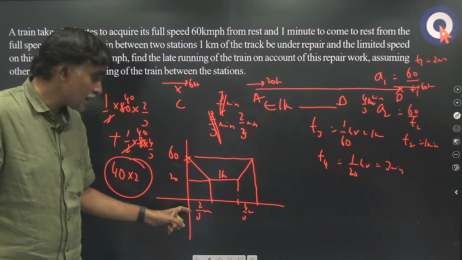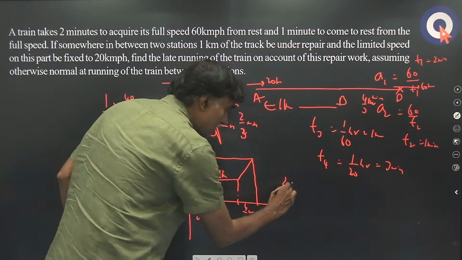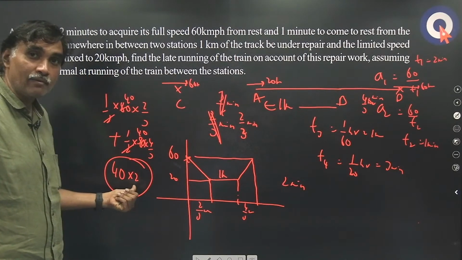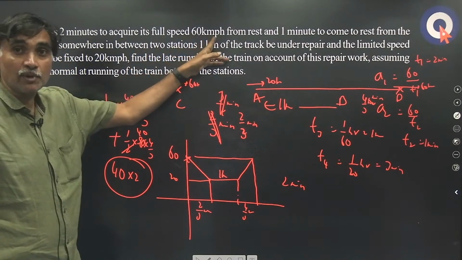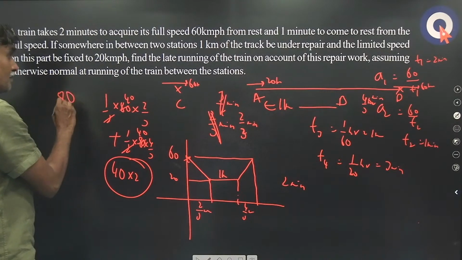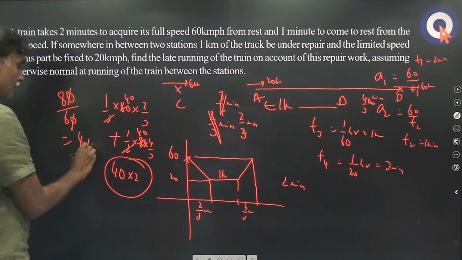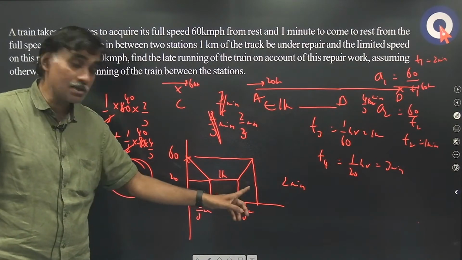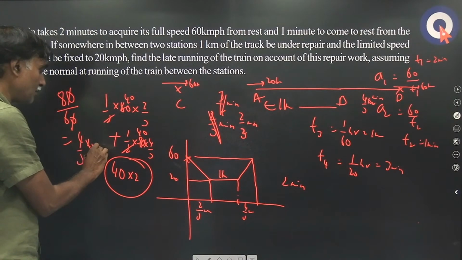It has taken how much time? 2 by 3 plus 4 by 3, that is 6 by 3, means 2 minutes it has taken. But if there was no repair, how much time will it take to travel this distance, 80 kilometers? It could have traveled with 60 kilometers per hour speed. Then what is the time taken? 80 by 60. That is, it is only 4 by 3 hours. Okay. Now how much time it has taken to travel this distance, and this distance is 2 minutes. Now how much time will it take? 4 by 3 minutes. Okay.